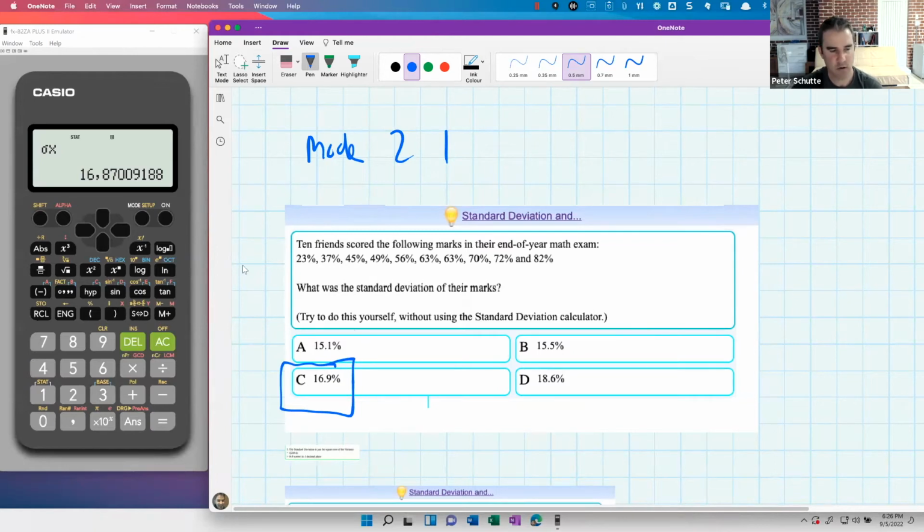Just for fun, work out what the mean is for this data set. This question asks you for the standard deviation. The right answer is C. I want to know, what is the mean? Work out the mean for the same data set and pop that in the chat.